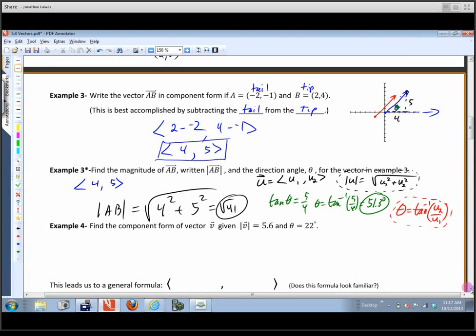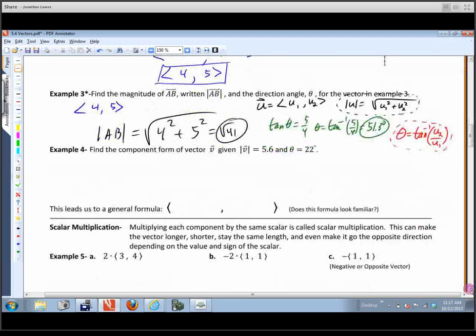Now, as we do most of the time in math, we learn how to do something and then we learn how to do the opposite. So what we did here is we had component form, and we took this and we figured out the magnitude and the direction angle. Well, what if we wanted to find component form for vector v? Notice how that's indicated, given that the magnitude of vector v is 5.6 and the direction angle is 22. So let's think about what that would look like. So I'm going to draw a picture.